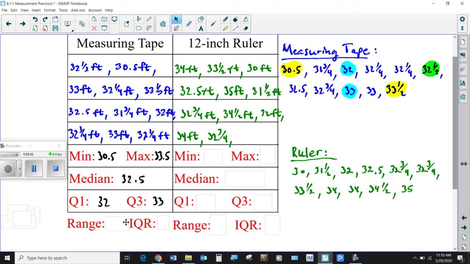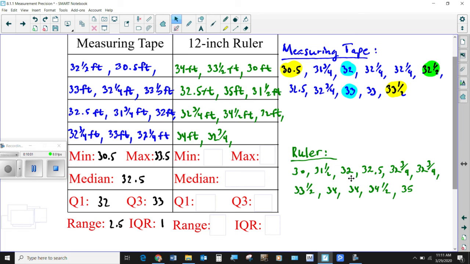Now, when we look for interquartile ranges, it's like, what is the difference between the highest and the lowest number? That's the range. And what is the difference between the quartiles? That's the interquartile range. So to go from 32 to 33, that's just a gap of 1 foot.